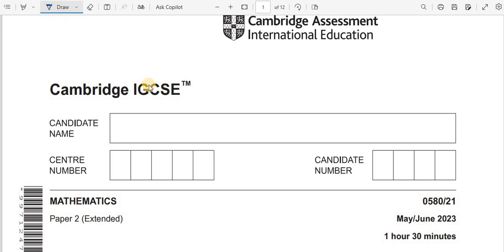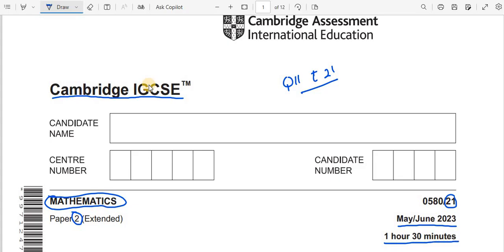Bismillahirrahmanirrahim. Today I am going to solve the past paper of Cambridge IGCSE. The paper is Mathematics, paper number 2, paper version 21. The remaining part of this paper, from question number 11 to 21, is the second part of this video. This paper was held in May-June 2023. The total time of this paper is 1 hour and 30 minutes.